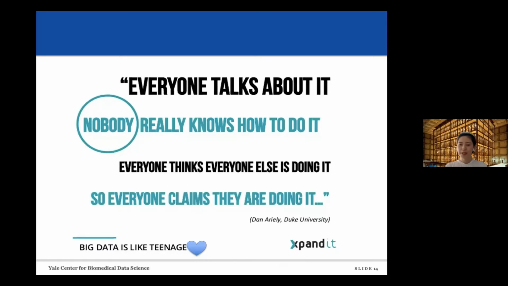So with all these challenges in mind, I remember there's a famous quote from a professor from Duke University, Dan Ariely, talking about big data being like teenage dating. Everyone talks about it. Nobody really knows how to do it. Everyone thinks everyone else is doing it, so everyone claims they are doing it. But to put all the jokes aside, I think this is such an important topic and so many challenging topics for us to tackle. So we really need everyone to be on board.